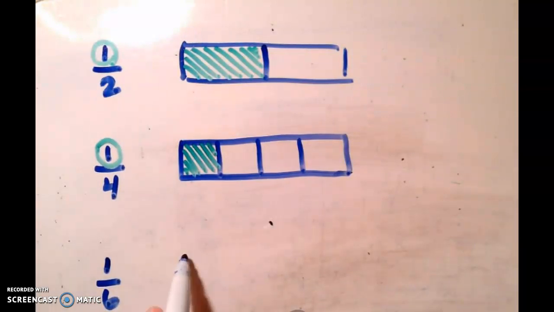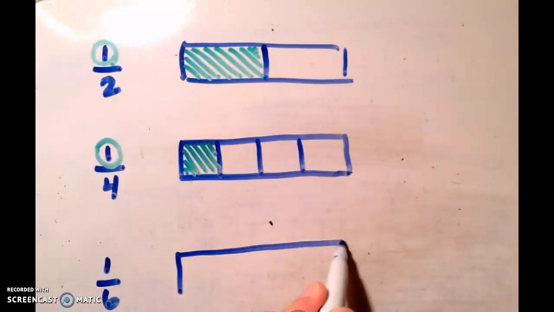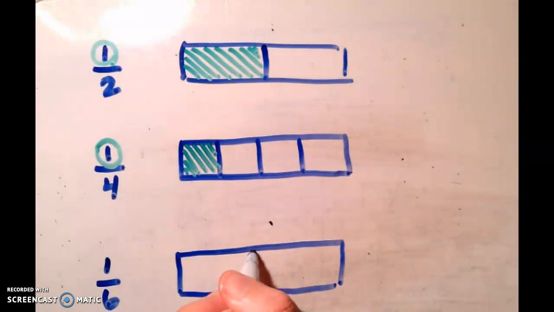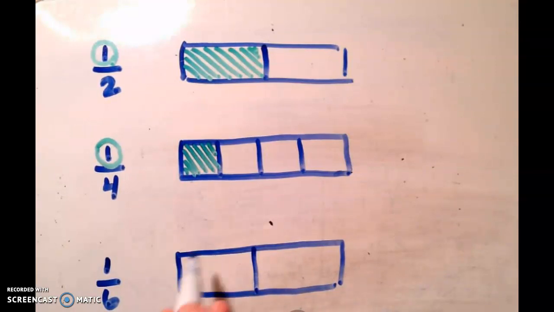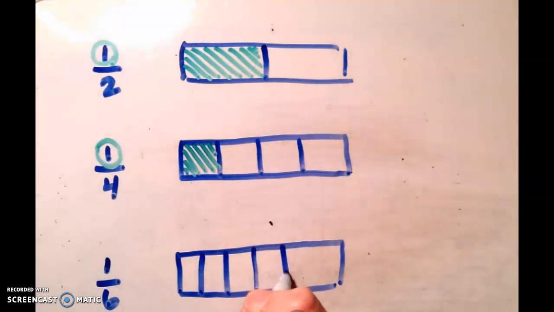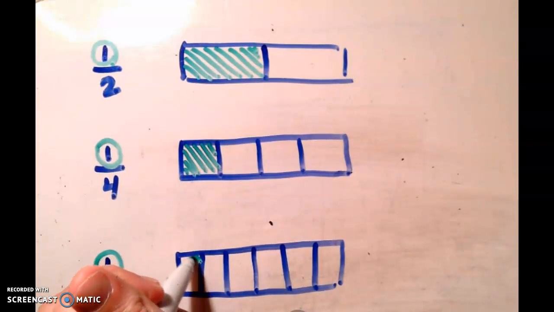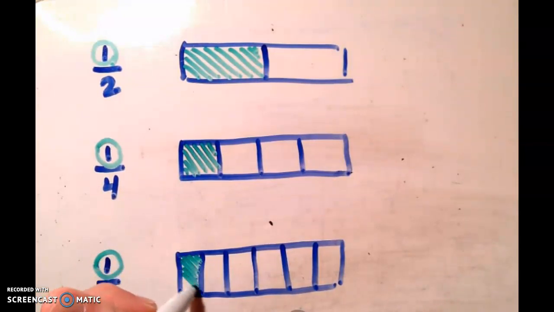Finally, we have 1/6. Okay, again, it should be the same size as the other ones. And we're going to try to break it in half first, and because there's 6 pieces, we want to make 3 equal pieces on each side. One of them was eaten, so we color in 1.